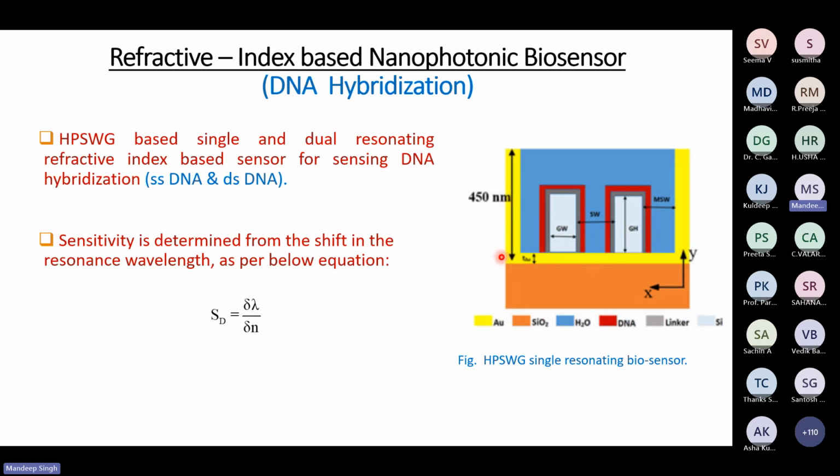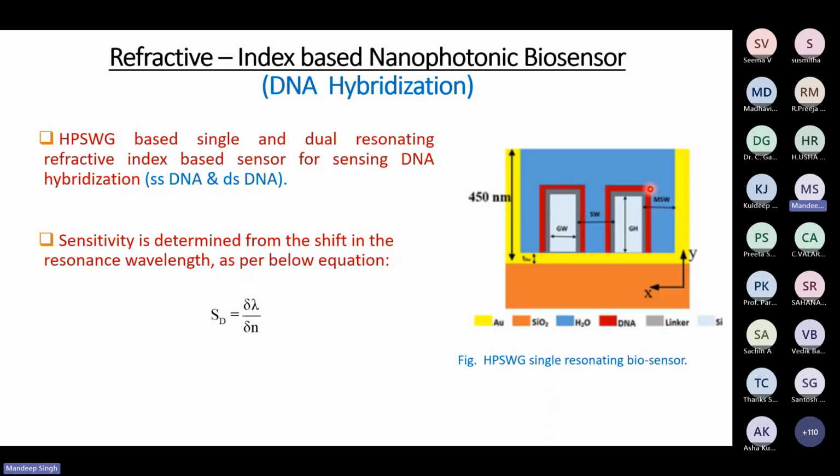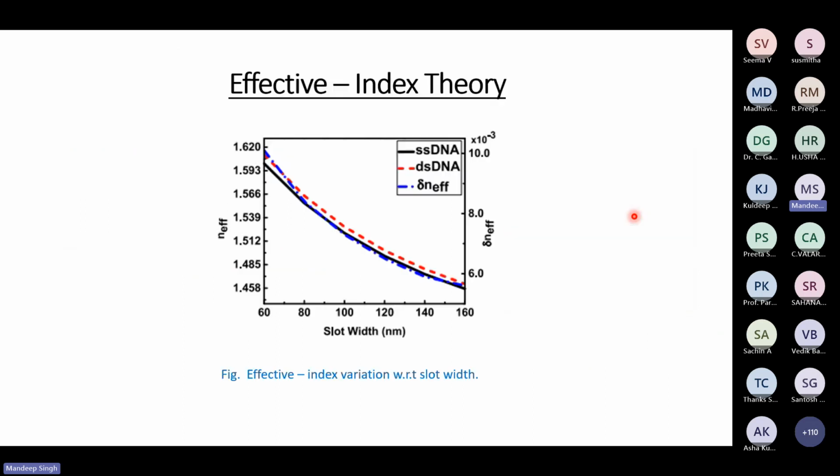And if you talk about the thickness of the metal, it may vary from 50 nanometer to 100 nanometer. Such basic dimensions we can use for this structure. As I told, the DNA is there, then the linker layer is there on the silicon. So the first task is to calculate the N effective value, and using the RF module of COMSOL, we can get the N effective value in the presence of ssDNA and dsDNA, the black and red color lines, and then we have to take the difference, delta n.